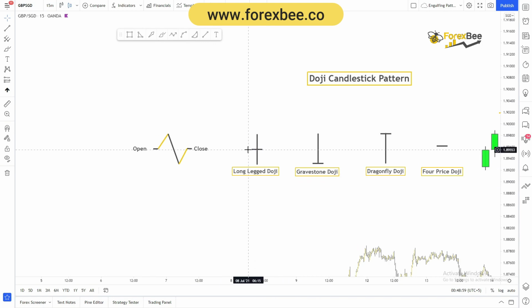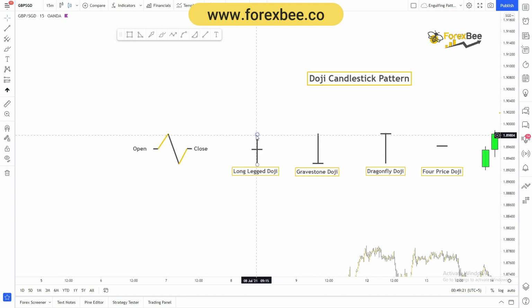You can see the price opened up here, the buyers pulled the market all the way up to here, and then sellers came in and pushed the market down all the way to this level. Then again buyers took control and pushed the market to this level and the price closed here. So the price opened and closed at almost the same level.